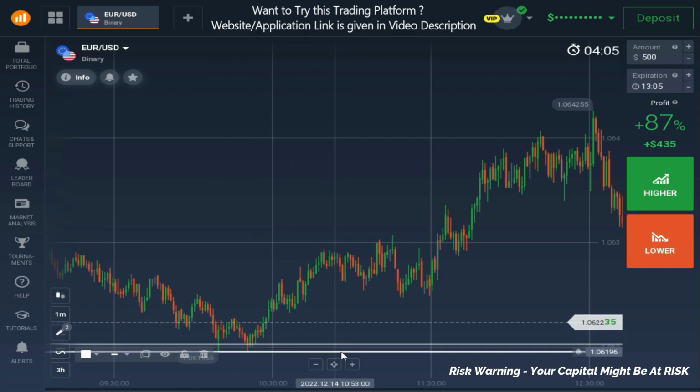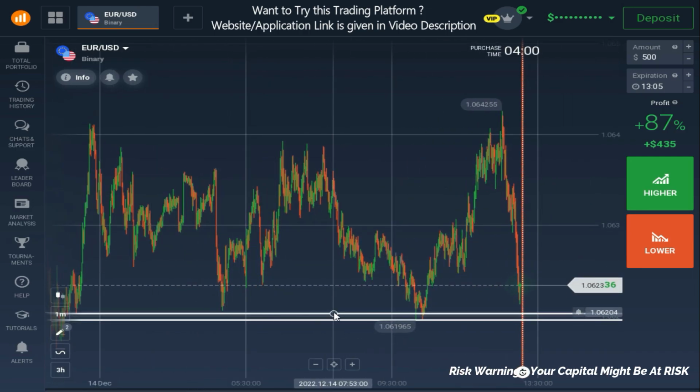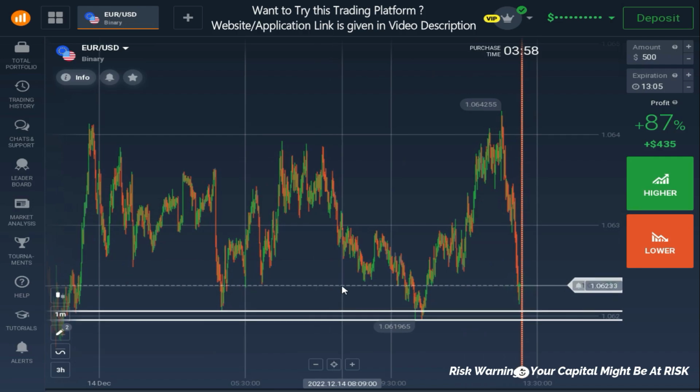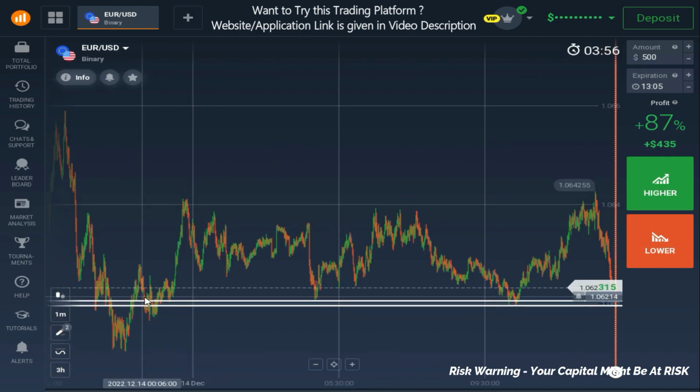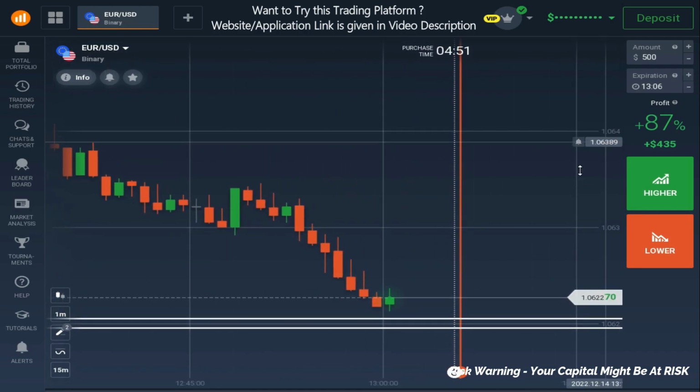Okay, so this is a support zone, a strong support level. We can include this level. So this is quite a good level of support. We will wait for the market to hit this level and then we are going to take the trade.